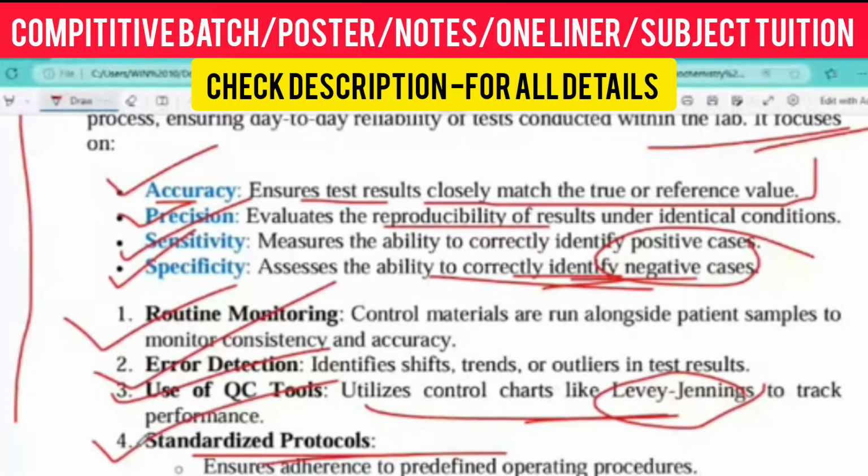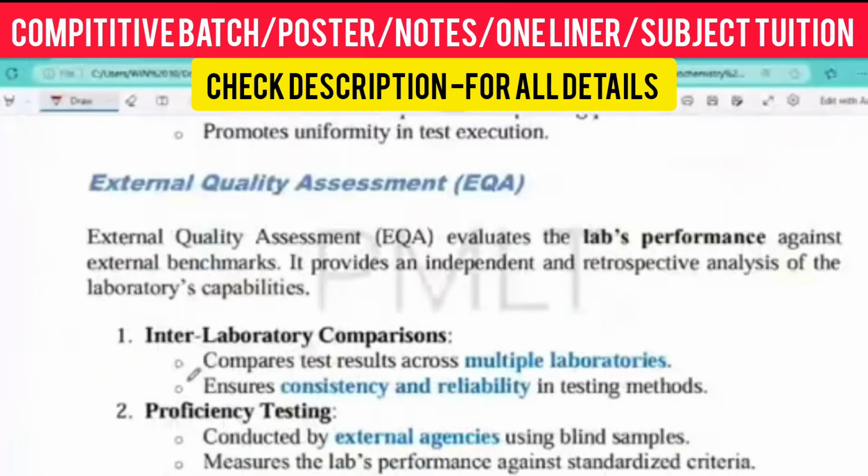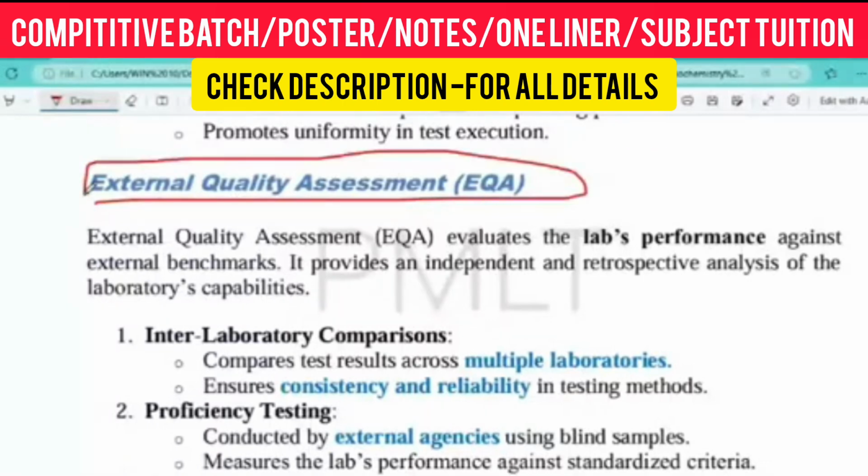Okay, now we are going to the external quality control. Okay, see here. External quality control means an external body should be present. The external body will evaluate your lab's result. The external body will evaluate the quality of your lab. That is called external quality control.